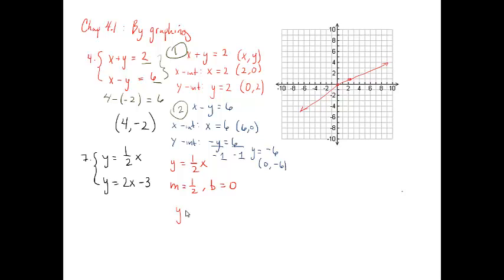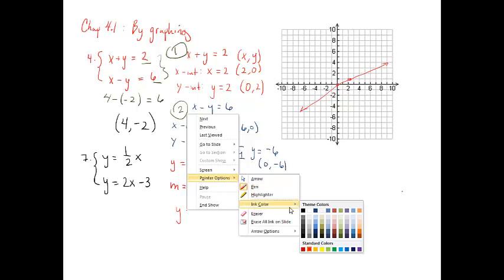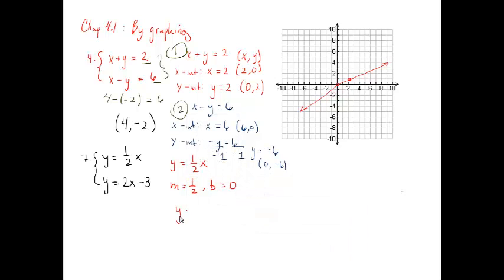Here's equation number 2. And we have y equals 2x minus 3. So again, it's in slope-intercept form, so I'm just going to graph it using the slope and the y-intercept. The slope for this one is 2/1, and the y-intercept is -3. So where is -3 at? It's right here. So I have a point right there.